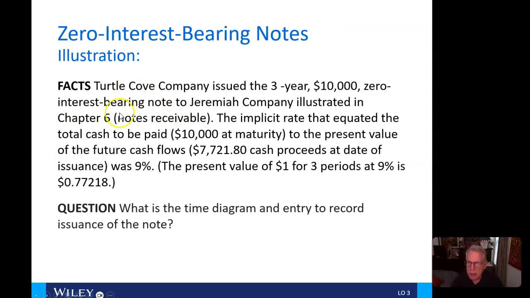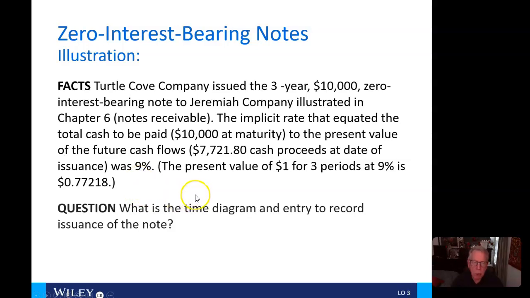Let's take a look at an example. Turtle Dove Company issues a 3-year $10,000 zero interest-bearing note to Jeremiah Company, illustrated in Chapter 6, if you remember back, notes receivable. The implicit rate that equated the total cash to be paid, $10,000 at maturity, to present value was $7,721.80. Cash proceeds at the date of issuance, and the interest rate was 9%.